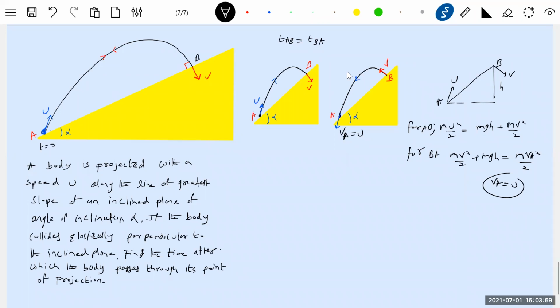Now I'm telling you this: if they ask you to calculate speed, apply conservation of mechanics. You get the answer, with no need of all these equations.